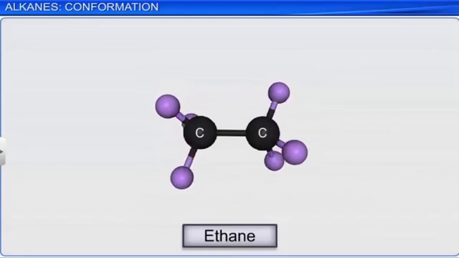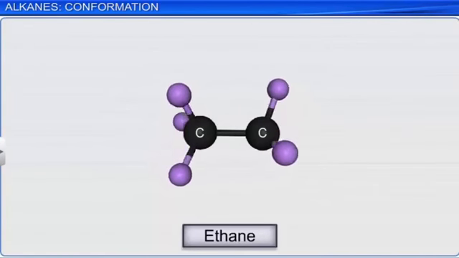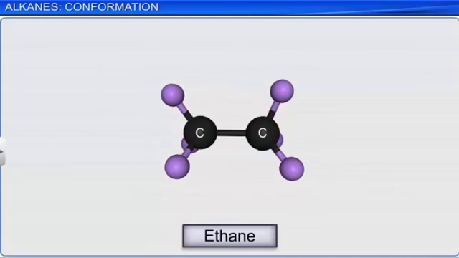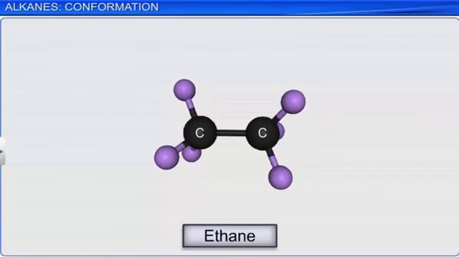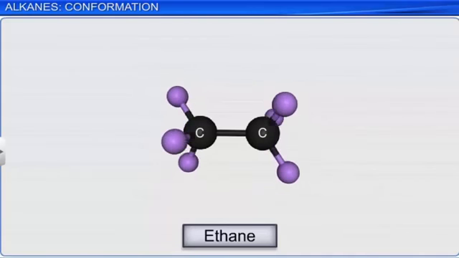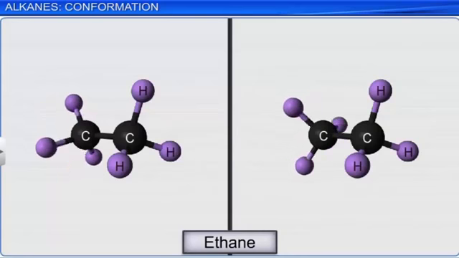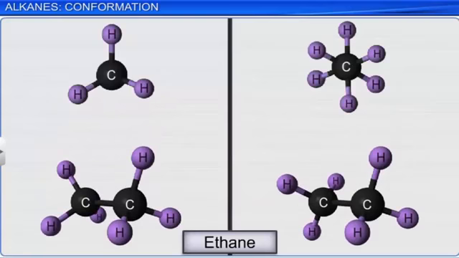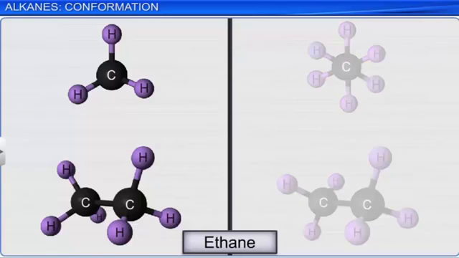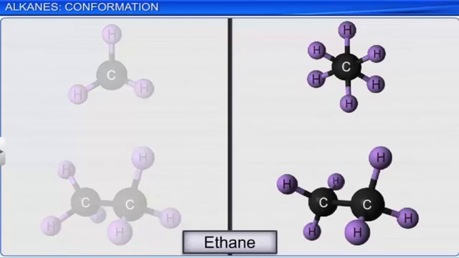In reality, both the carbon atoms will be going through such rotations, thus increasing the number of spatial arrangements. Let's study these in detail. We can observe that there are 2 extreme positions of the hydrogen bonds of 1 carbon in relation to the hydrogen bonds of another carbon atom. One where the hydrogen atoms attached to the two carbon atoms are as close as possible to each other, and the other where they are as far apart as possible.